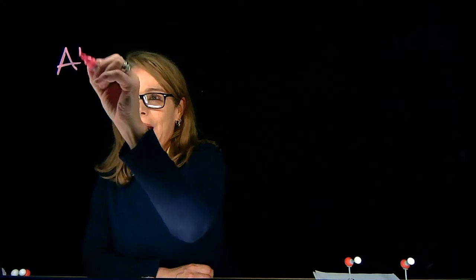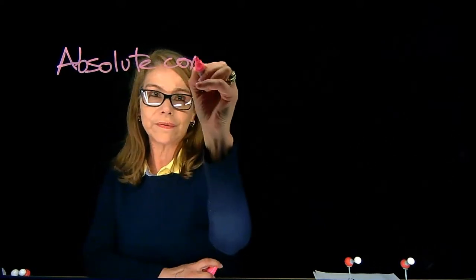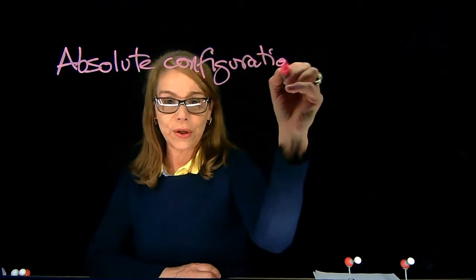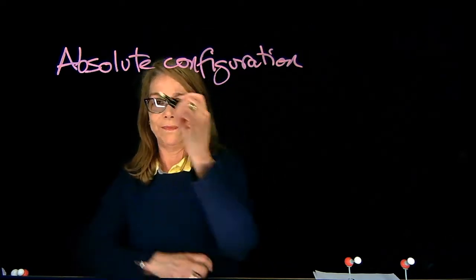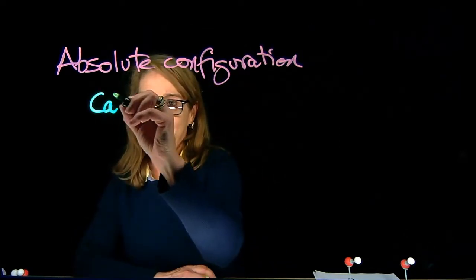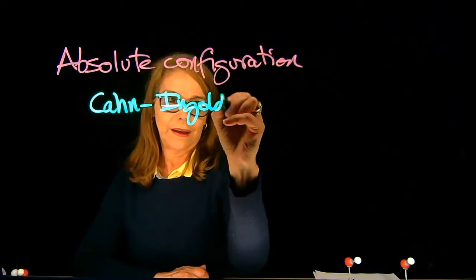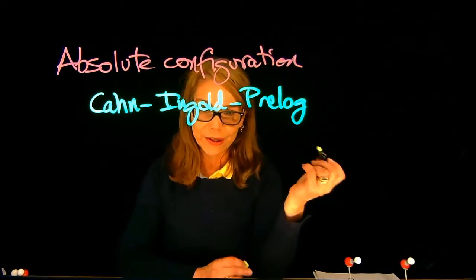So absolute configuration. And what we use for that are rules developed by 3 chemists. They are Cahn-Ingold-Prelog. So now we're going to learn that.